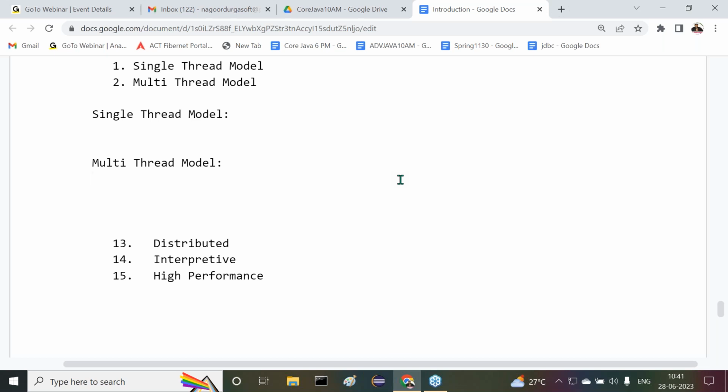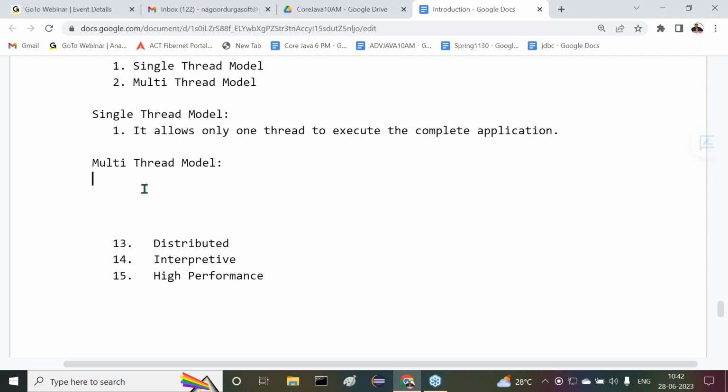One person, in the sense a single thread, performing the complete task means more time. Performance will be less. But for a single task, multiple threads performing its operations means less execution time. Performance will be more. So these are the points that we have to understand clearly. Now I want to compare both of them. Single thread model, what is the meaning of it? It allows only one thread to execute the complete application.